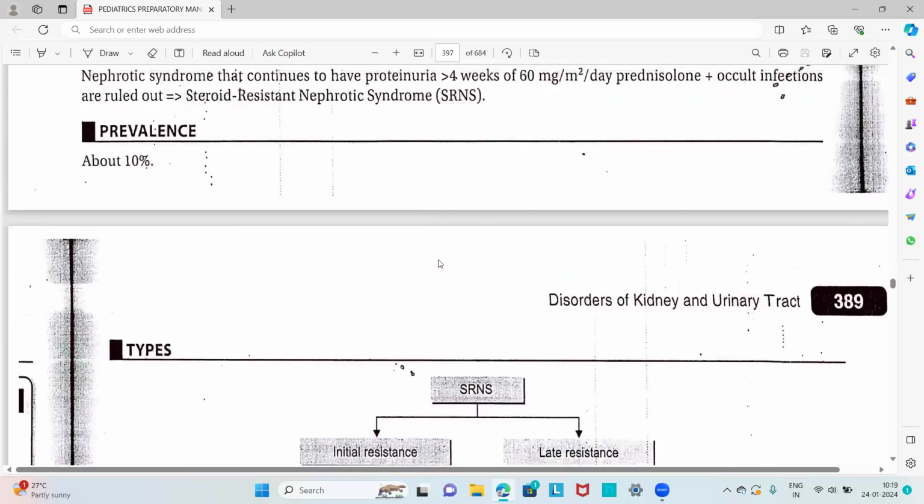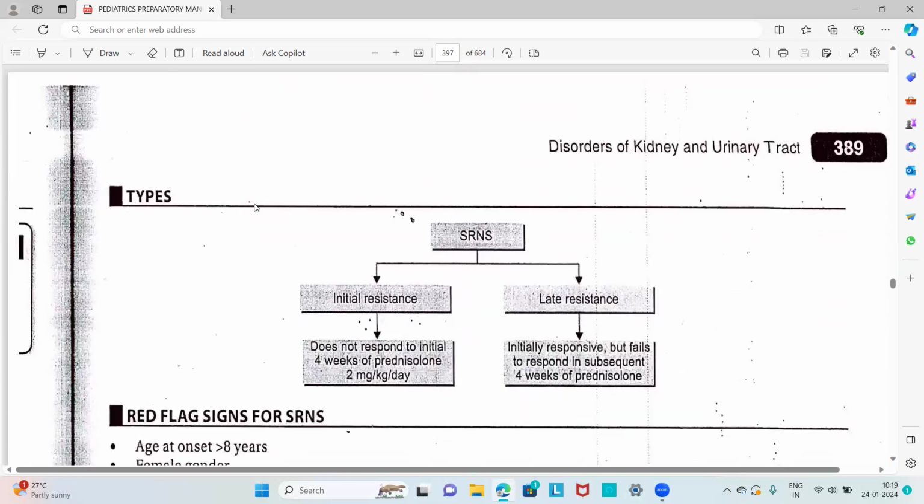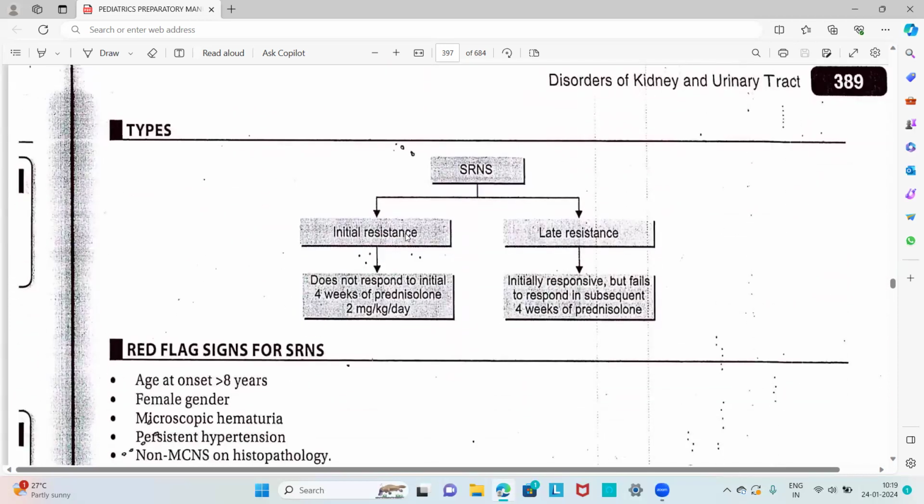About 10% of cases have a chance of developing steroid-resistant nephrotic syndrome. It can be classified into initial resistance and late resistance. Initial resistance does not respond to the initial 4 weeks of prednisolone at 2 milligram per kilogram per day. In late resistance, there is initially a response, with a decrease in proteinuria, but it fails to respond in the subsequent 4 weeks of prednisolone. That is called late resistance.